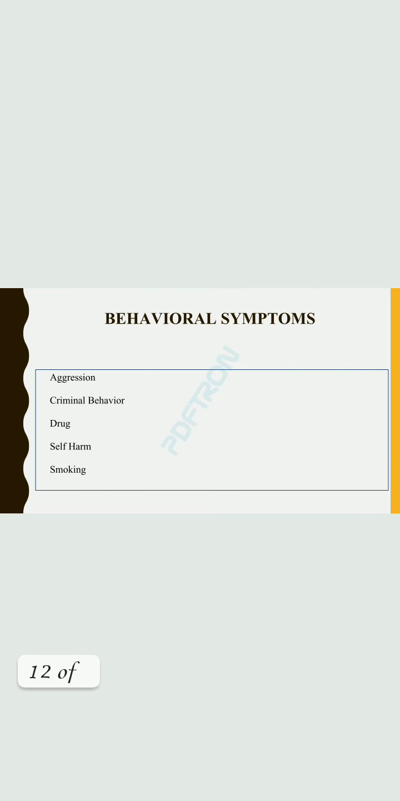Behavioral symptoms may include aggression that is totally related to your behavior, in which the behavior is disturbed. That may include aggression, criminal behavior. That person may be involved in criminal acts. Aggression may lead towards harm; they may harm others or may harm themselves as well. Drug addiction, self-harm, smoking, these are all included in behavioral symptoms. When a person is stressed, it may lead towards behavioral disturbances as well.